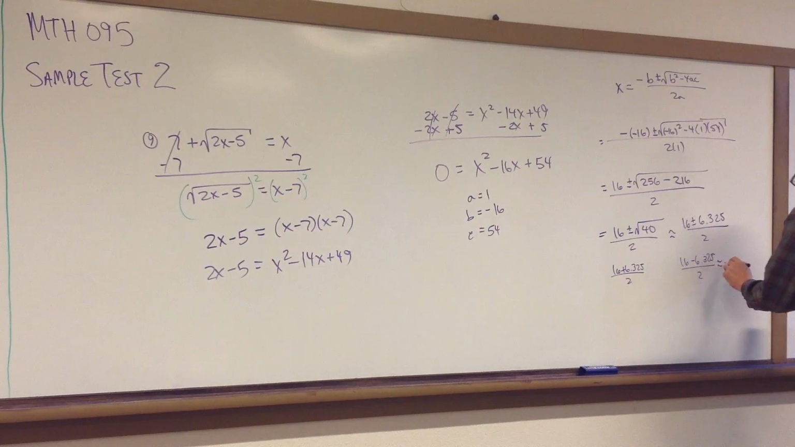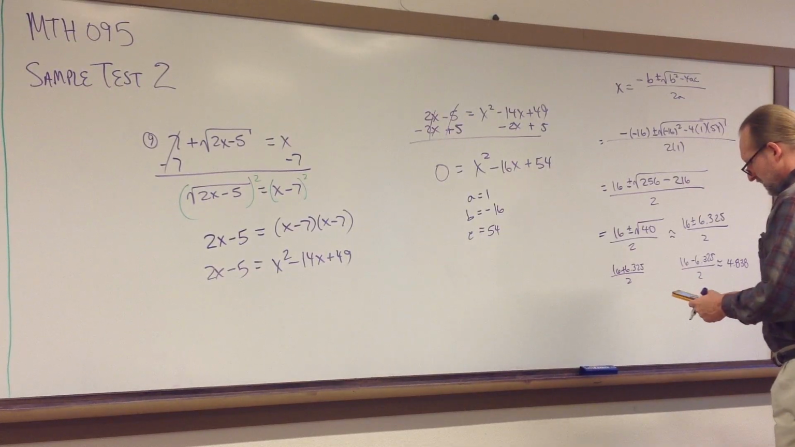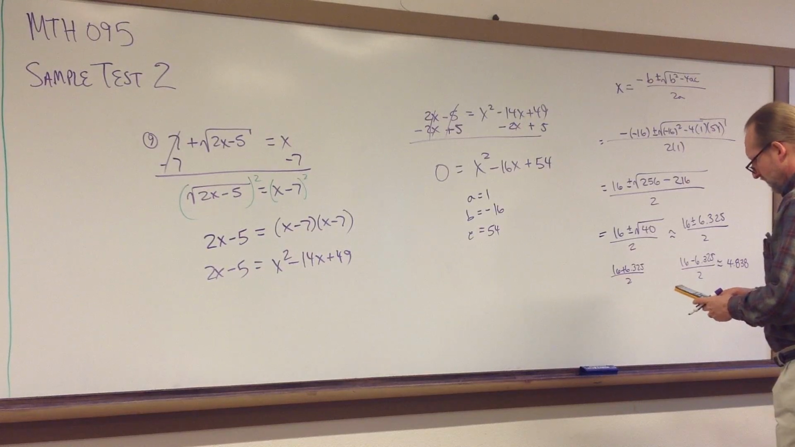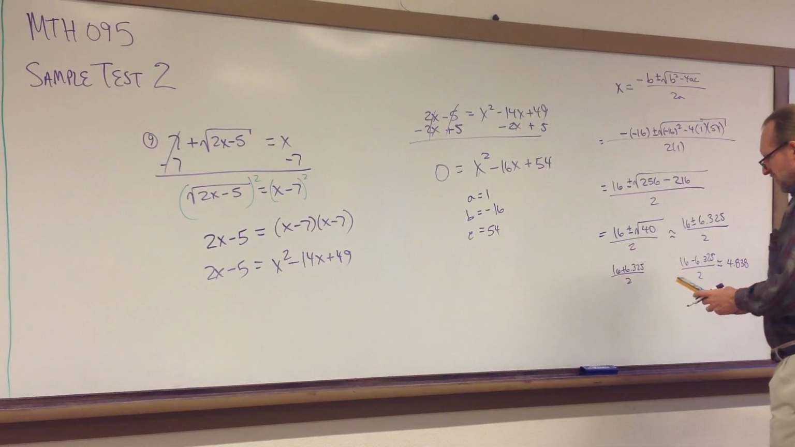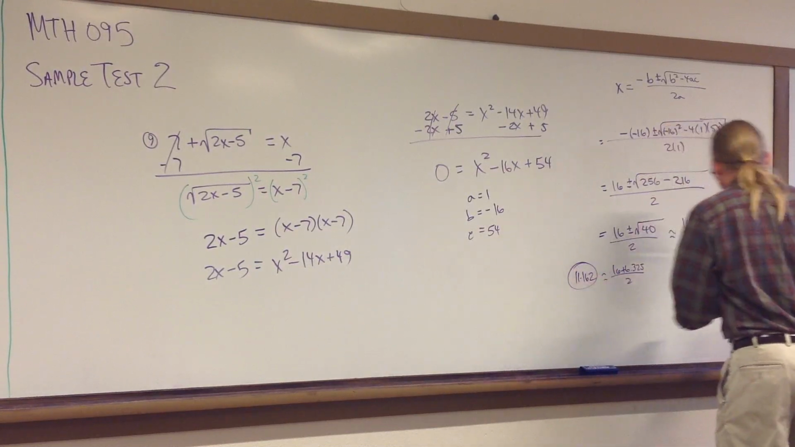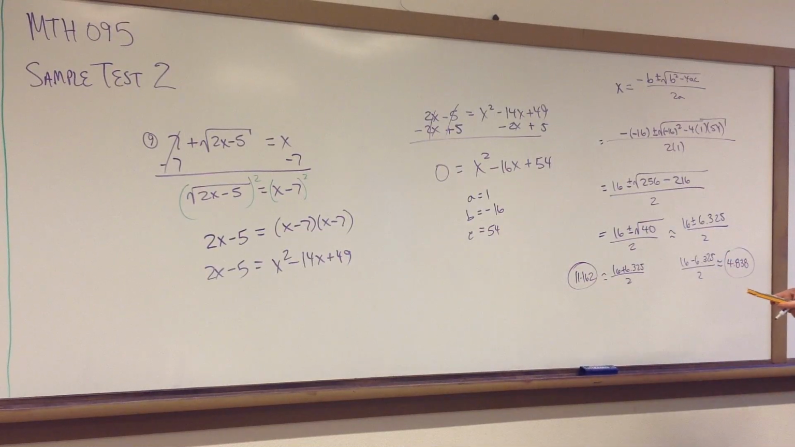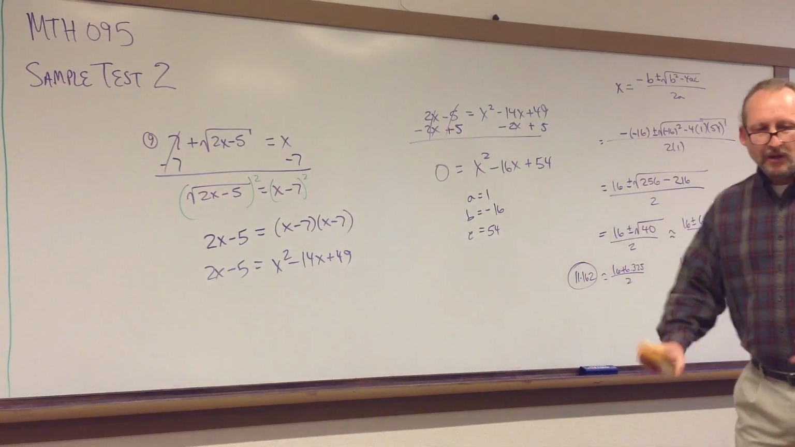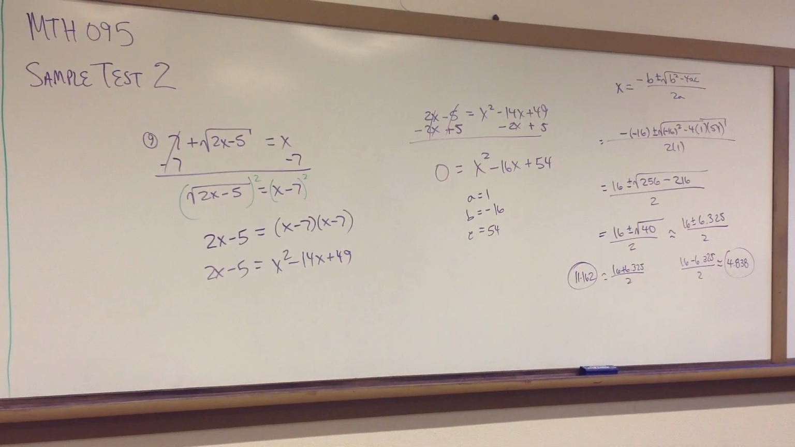So this one is going to be 4.838. Okay, and then over here, 16 plus square root 40 divided by 2, that's going to be 11.162. So there's our 2 answers. Okay, so that's problem 9.